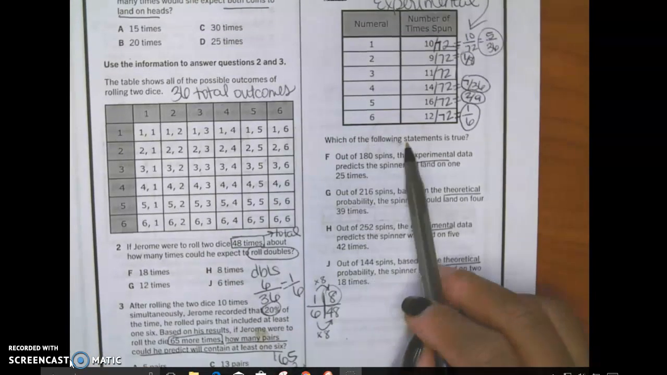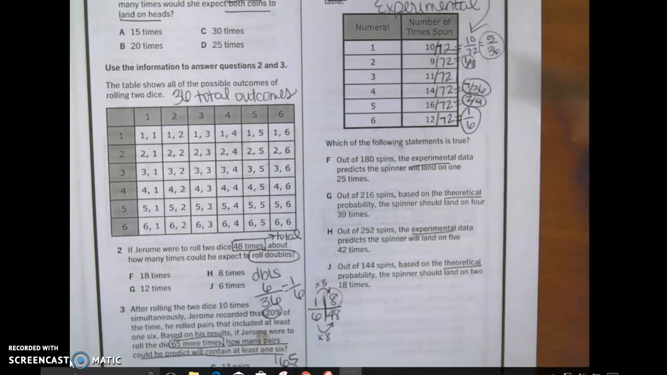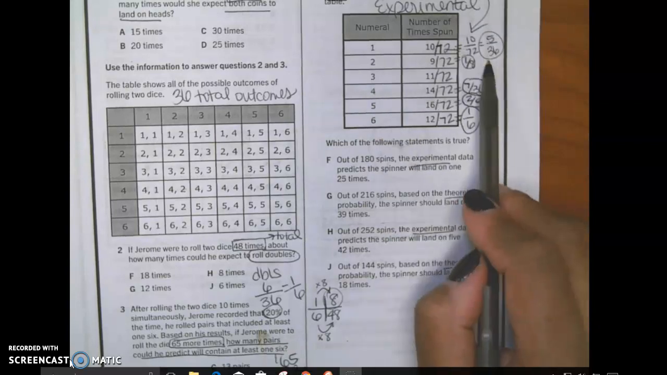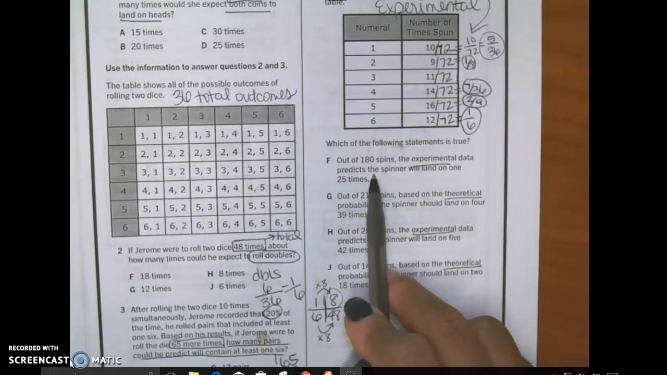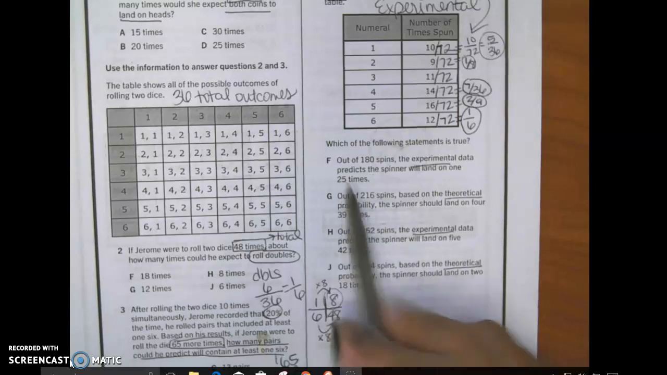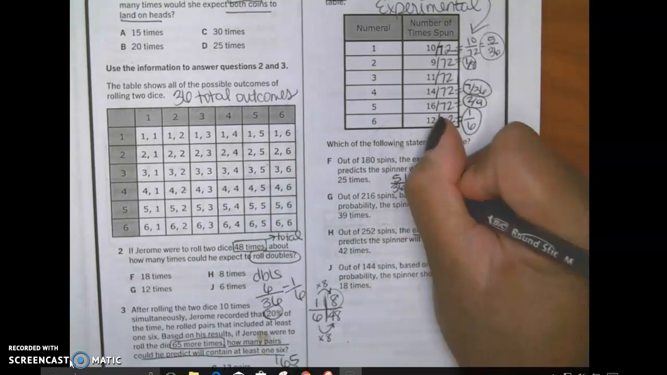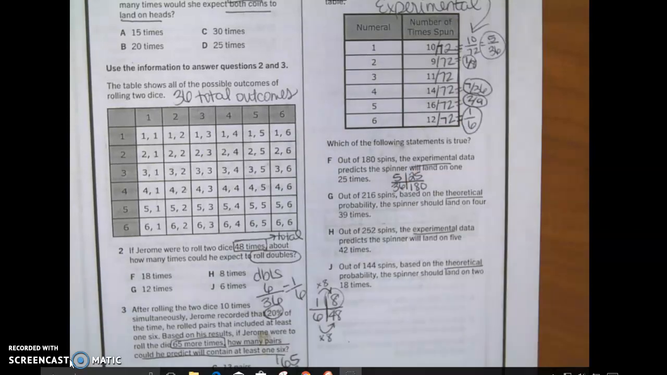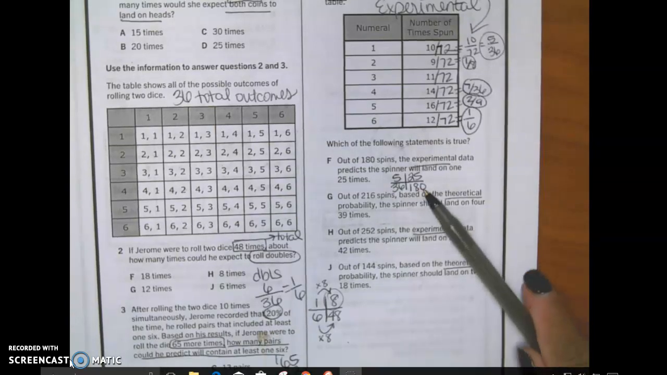So here, which of the following statements is true? Out of 180 spins, the experimental data predicts the spinner will land on 1 25 times. So experimental, this is where I'm looking. How many times did it land on 1? 5 out of 36. And what are they telling me it should be if I spin it more? 25 over 180. 5 out of 36 and 25 over 180. Guys, what is the proportion? Not just one. 2 fractions that are equal. So, how do I determine if these are equal?